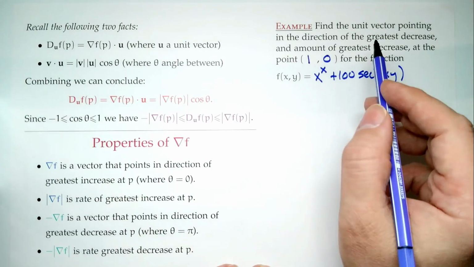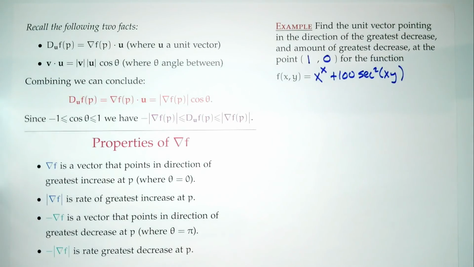All right. So, if I want to find the unit vector pointing in the direction of the greatest decrease, what should I start by finding? Well, magnitude, we can't do anything with magnitude because there's no vector yet. The gradient. We need a vector. We know we need a vector because it says vector. The fact that we're looking for the vector of greatest increase or greatest decrease says we're looking for the gradient vector.